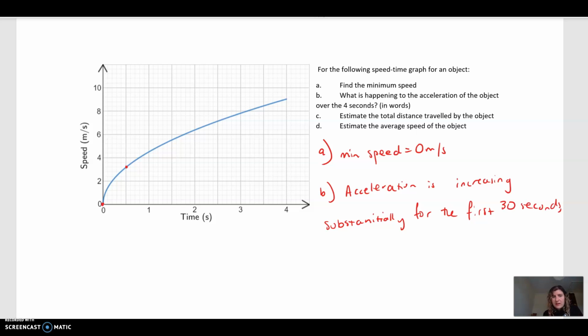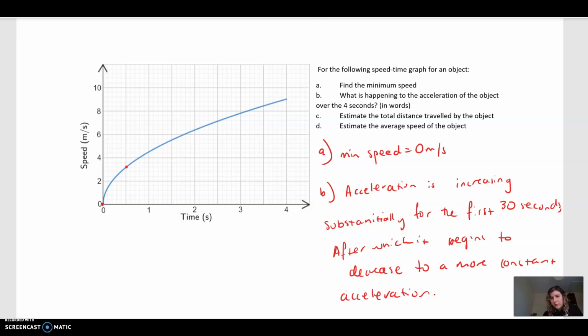And then after that, the acceleration starts to decrease. Your speed is still increasing, after which it begins to decrease to a more constant acceleration. Okay, it's still increasing, but it's not increasing as steeply as it was at first, and that's because you've got more of a curve there, and then it becomes slightly more of a straight line. Okay, you could write more detail than that if you wanted to, but I'm happy with that for the moment.